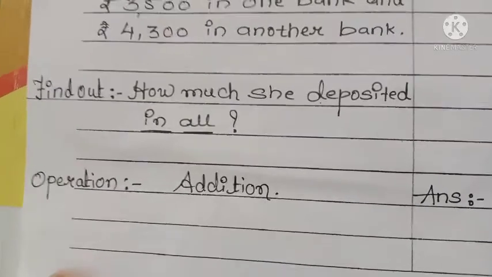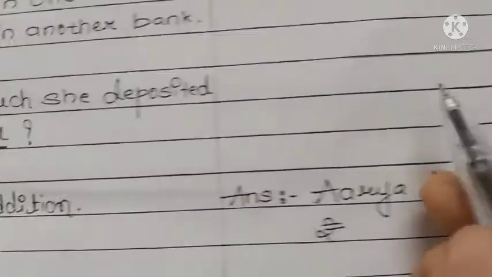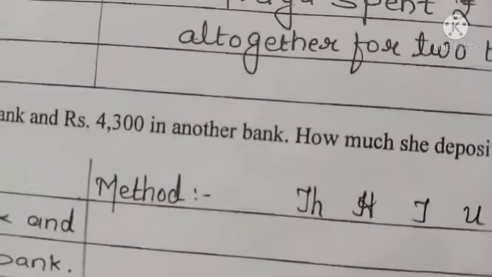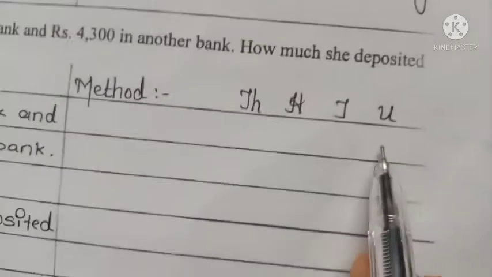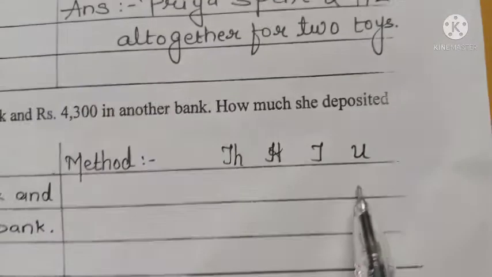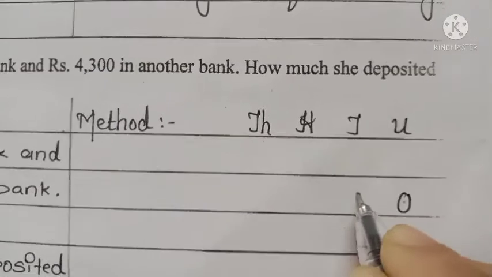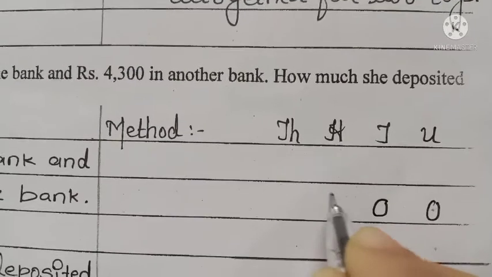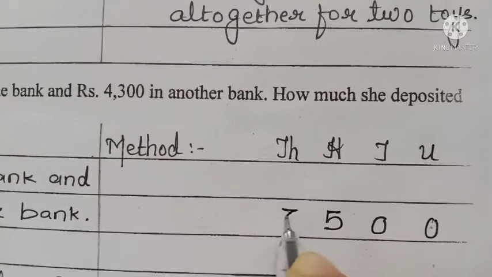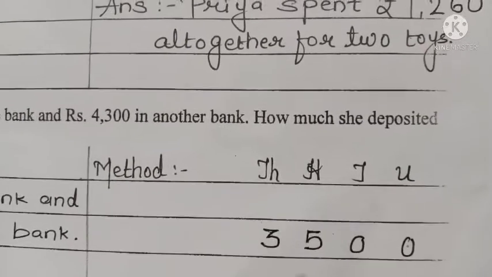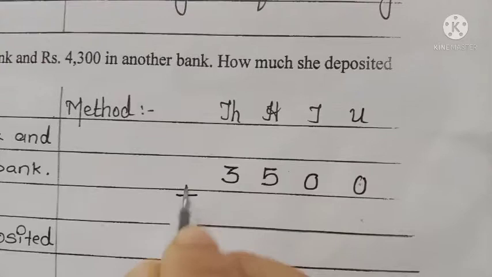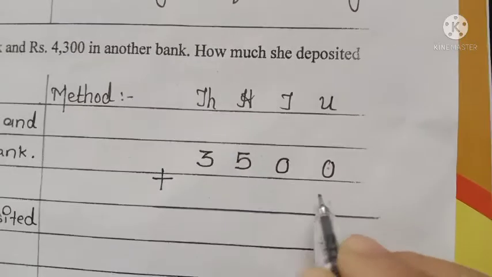So we'll write here addition. Now next step is method. So we'll write method here. So see, start writing your number from units place. First number we'll write 3500. So 0 in units place, 0 in tens place, 5 is in hundreds place, and 3 is in thousands place. So this is our 3500, plus we have to add the second number, 4300.